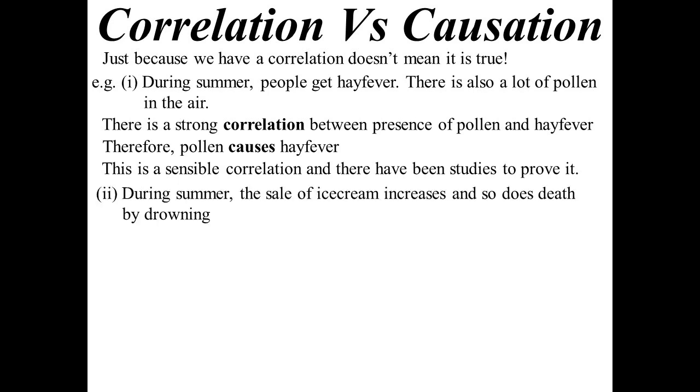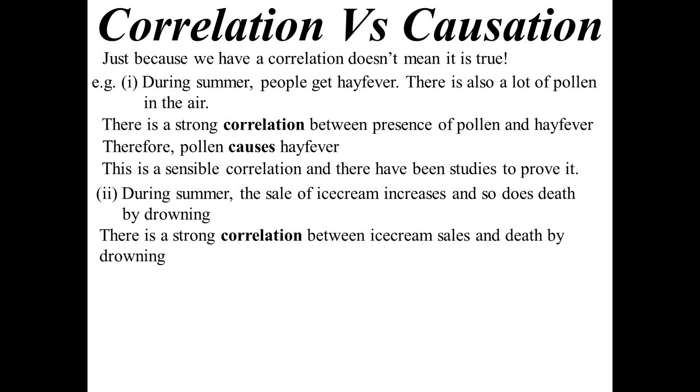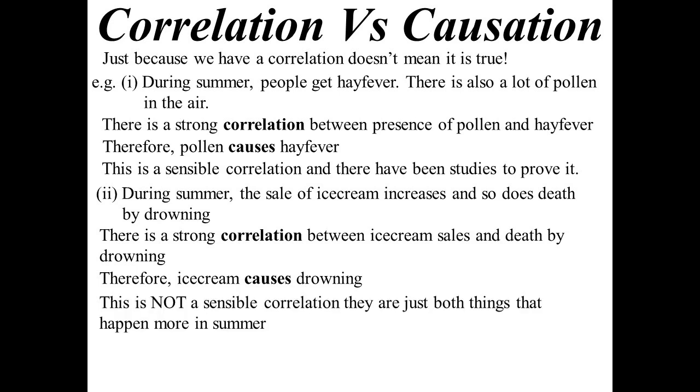But then look at this one. During summer, the sale of ice cream increases, but so does death by drowning. In fact, there's a strong correlation between ice cream sales and death by drowning. Therefore, ice cream causes drowning. Now, that is what you would conclude from this. That's the causation of it. Well, I hope you agree with me that that's actually not a sensible correlation. They're just things that happen to happen more in summer. So that's the difference between correlation and causation.